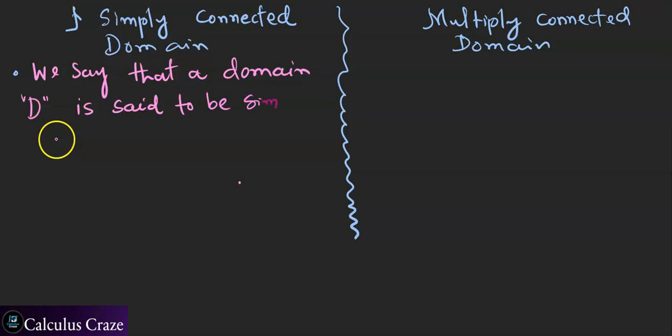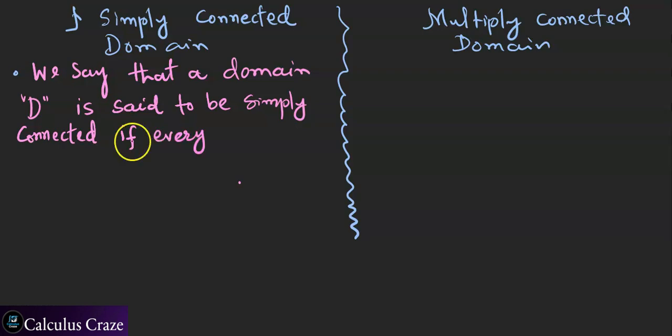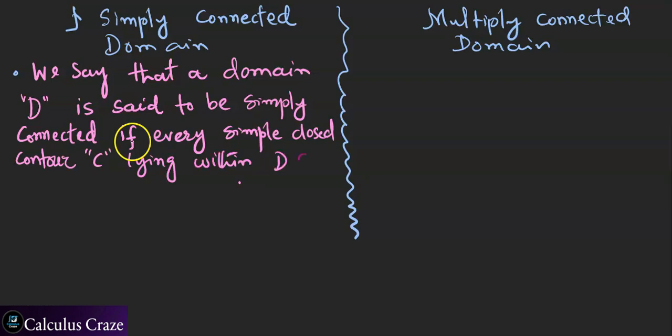simply connected if every simple closed contour C lying within D can be shrunk to a point without leaving D.